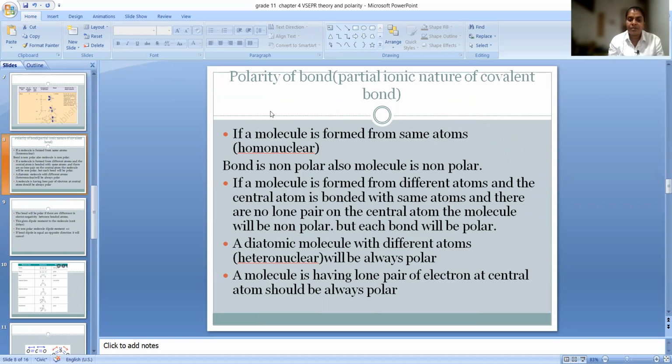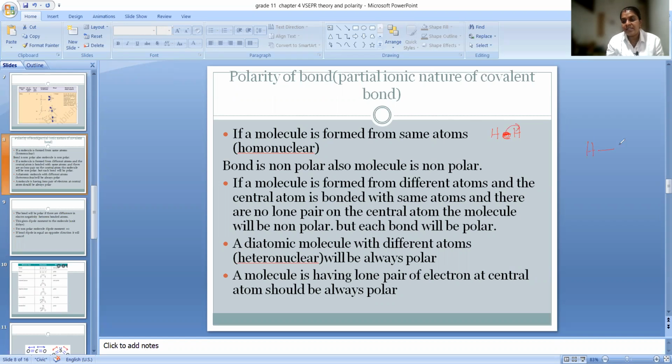Okay. So in this case, see, if a molecule is formed from the same atom, so same atom means what? Example for that is hydrogen. So this bond is formed from the same atom. So we already know what electronegativity is. Electronegativity is the tendency of an atom to attract the shared pair of electrons towards it. Okay, that is called electronegativity.